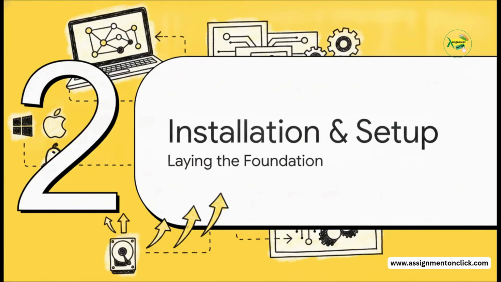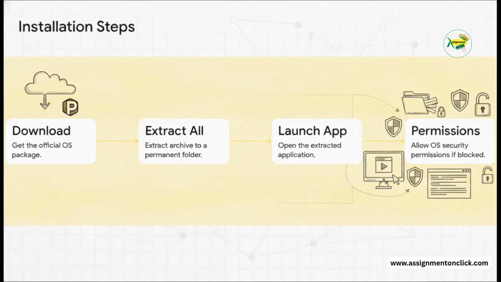Step 2. Installation and basic setup. Let's lay down the foundation. So, you download the official package from the Protege website. But hey, pay super close attention here, because this is exactly where beginners trip up. You absolutely must extract the entire zip archive to a permanent folder. Do not, and I repeat, do not, run it from inside the compressed zip file, or the app won't be able to find its plugins or the Java runtime. Oh, and if you're on a Mac or Linux machine and it blocks the app from opening, don't panic. Just allow it in your system security settings, or for Linux, use the chmod command to give it executable permission.